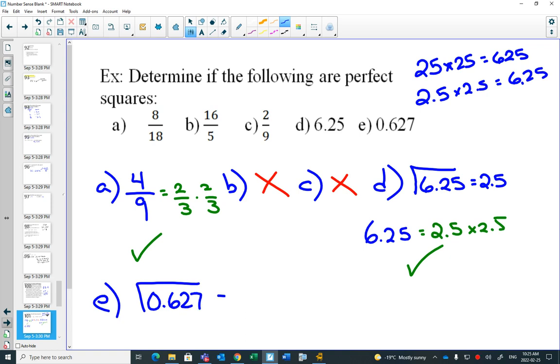And then E, can someone tell me what the answer to this is with their calculator? And it just goes on. Does it have a pattern? Does it repeat? No. So this one, it's an irrational number. Remember that symbol for irrational numbers. So if you do the square root and that decimal doesn't repeat, doesn't end, then you know it's an irrational number, and then it will not be a perfect square.